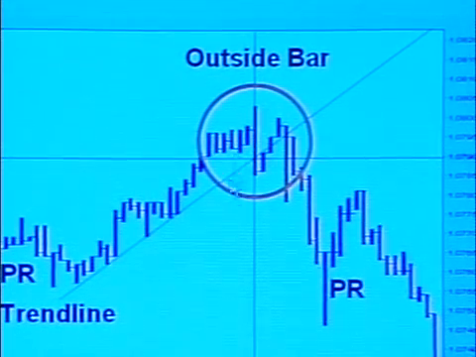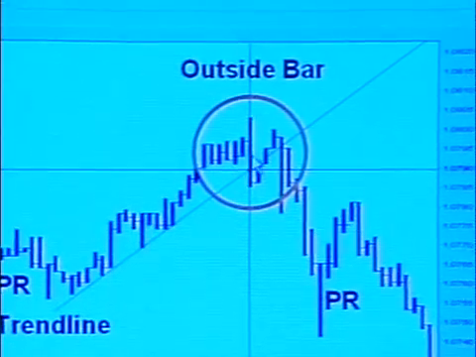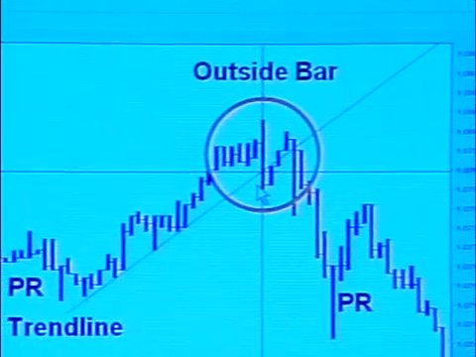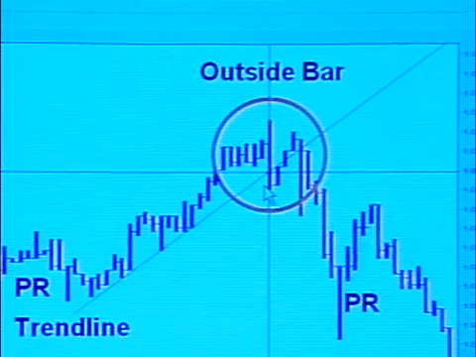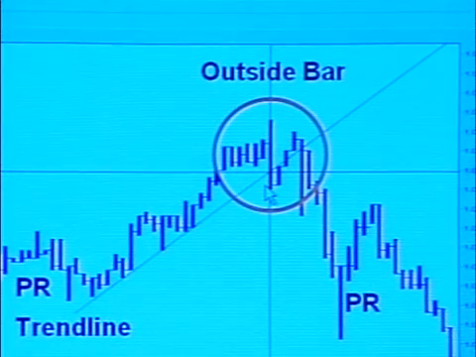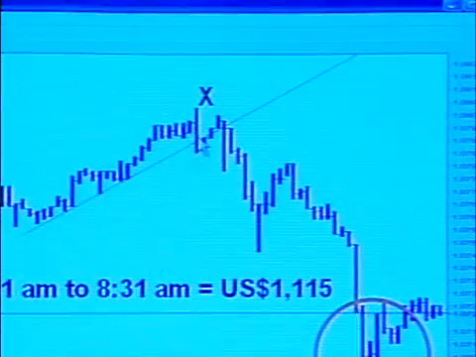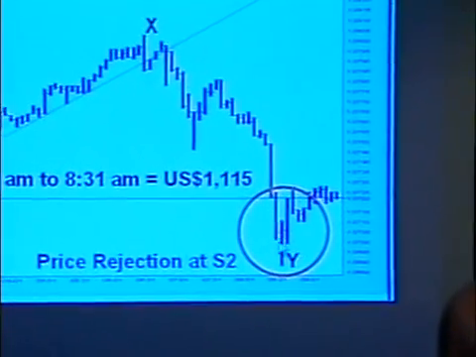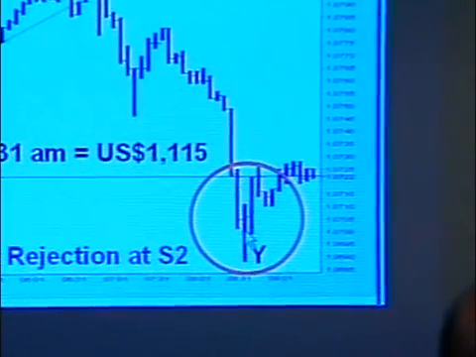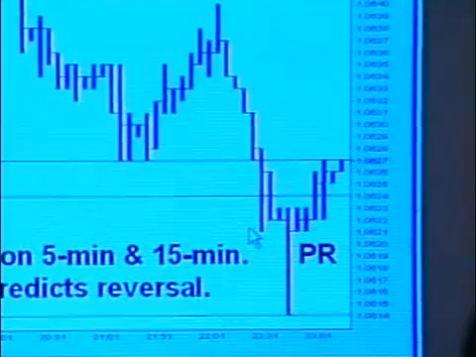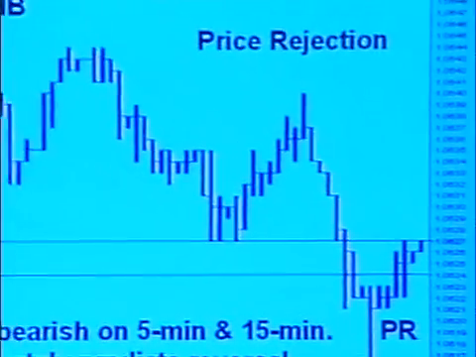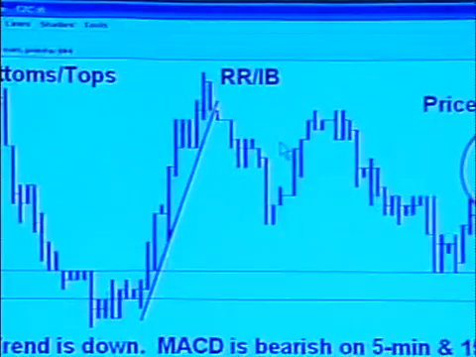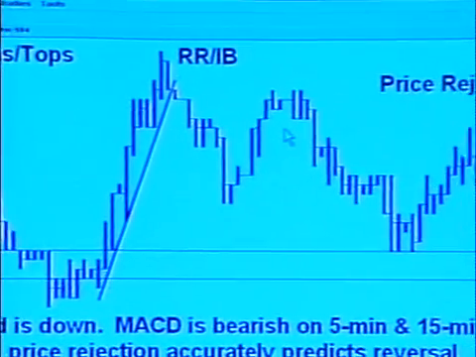You see where we had an uptrend? And then we have an outside bar here, which encompasses the price action up to that point. It means the price is going to go the other way. There's another outside bar right there. This is what I call a swing point or a price rejection bar. Railway tracks up here. Price rejection.